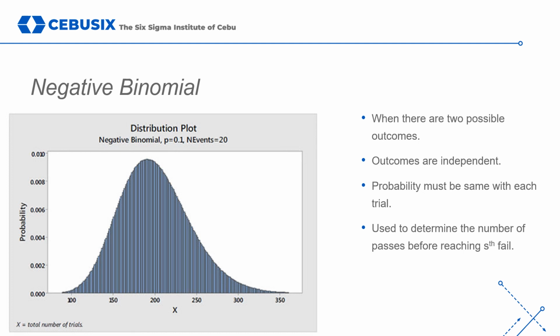The negative binomial distribution is also used with attribute data, fail, pass, and other situations where there are only two outcomes for each trial. Again, the outcomes must be independent of one another. The probability of an occurrence must be the same across each trial, just as with the binomial distribution. The negative binomial distribution is often used when teams are trying to determine the probability of a certain number of passes or fails before reaching the predetermined number of passes or fails.